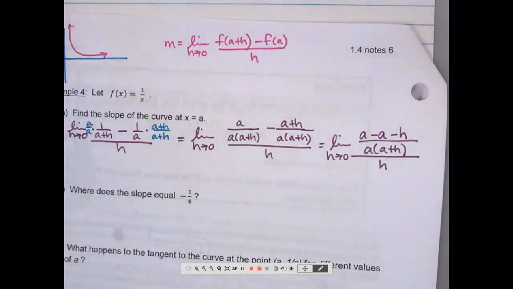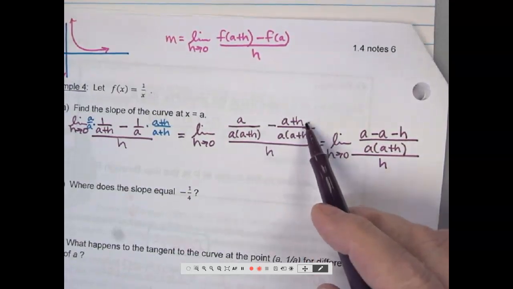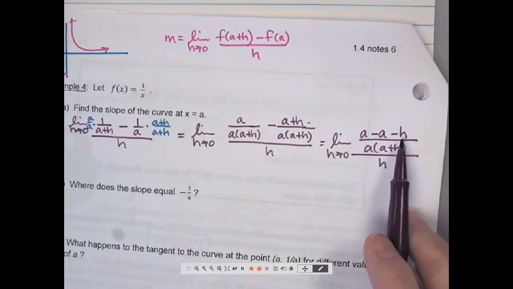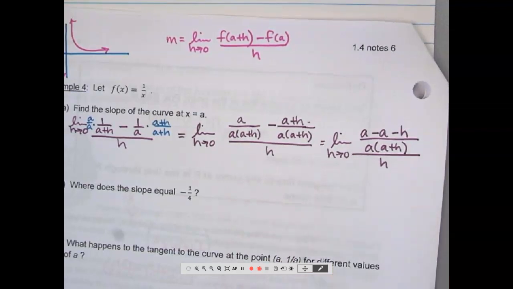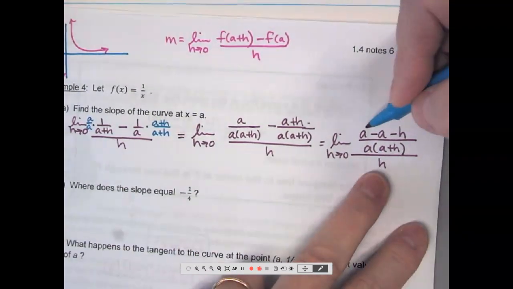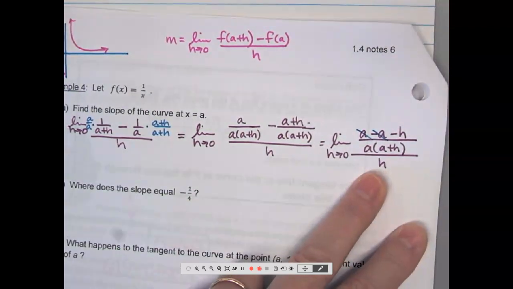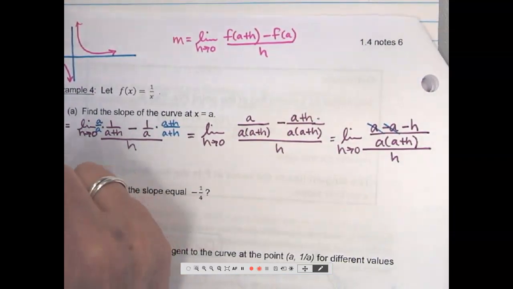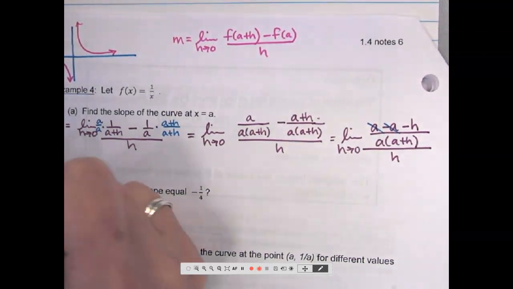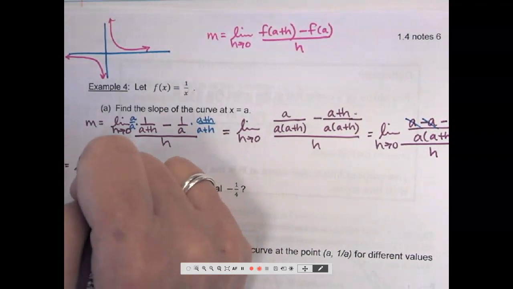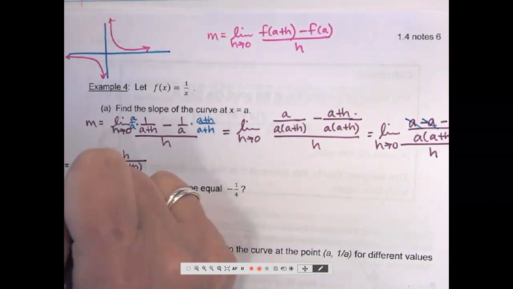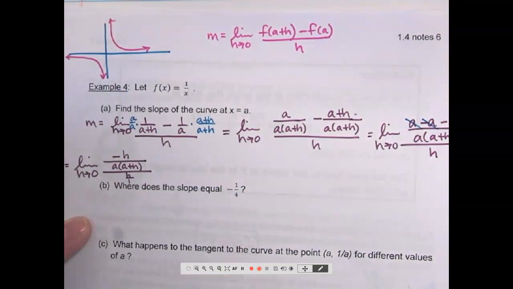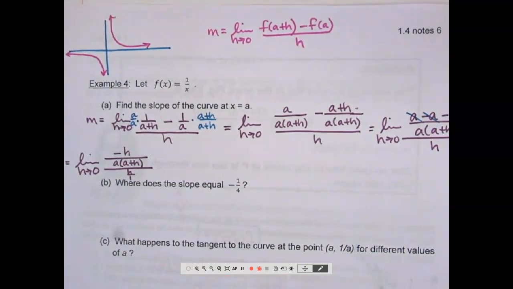Take a look at that and see if you can follow what I did there. I had to distribute this negative because that fraction was being subtracted. So that's why the h became negative. Keep your common denominator. Okay, we'll look up top. A minus a cancels. That's nice. So now I have the limit as h approaches 0 of negative h over a times a plus h, over h over 1. I'm going to change that h to an h over 1.